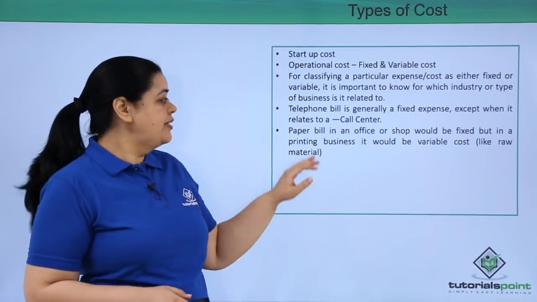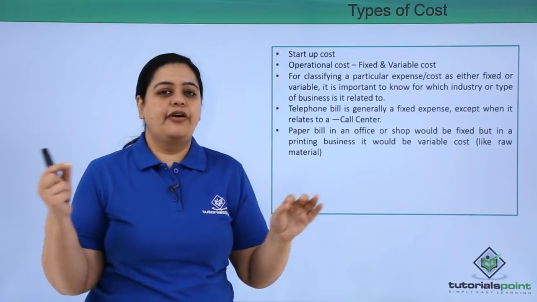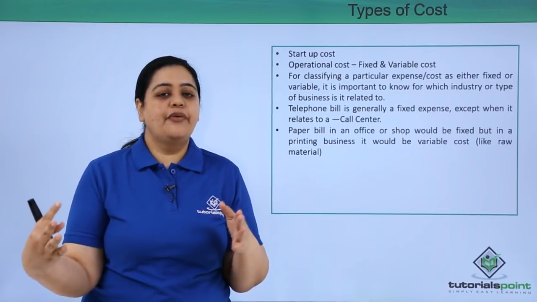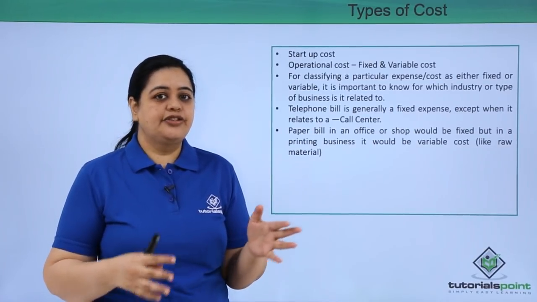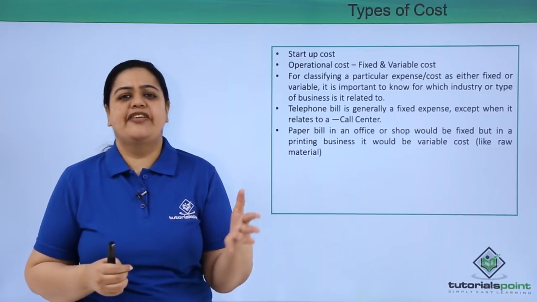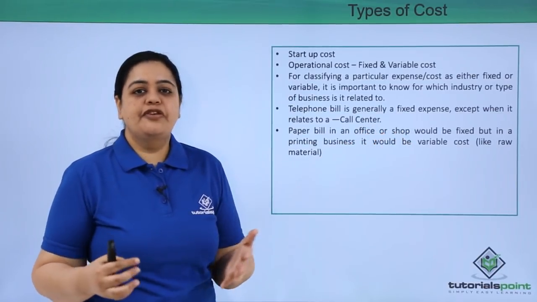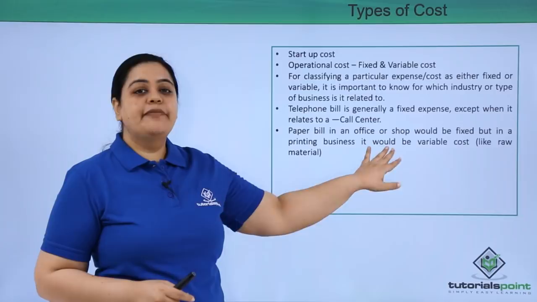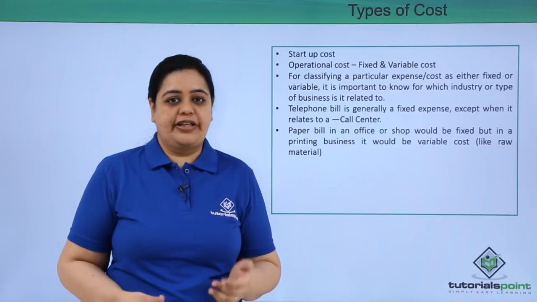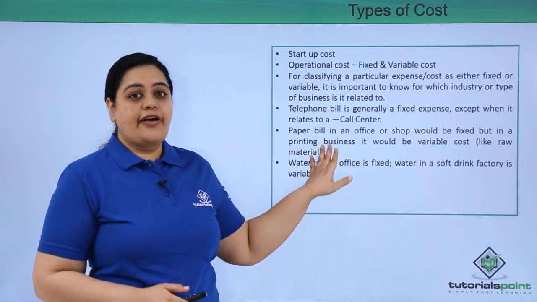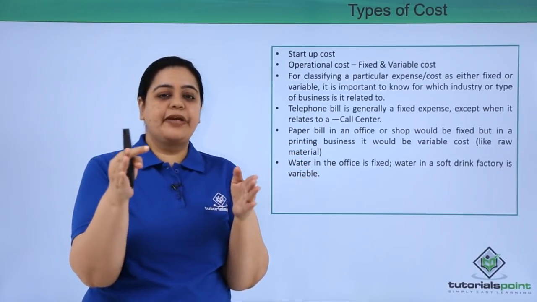Let's take another example, paper bill. In an office or shop it would be fixed. In many offices you would have gone to, there would be newspapers lying there. Every day the newspaper boy comes in and delivers, let's say, 10 to 12 leading newspapers of the country. So for an office or a shop it would be a fixed expense, but in a printing business it becomes a variable cost. Why? Because it is like a raw material there. Now, in terms of paper bill, I took an example of newspaper. Let's take another paper example.